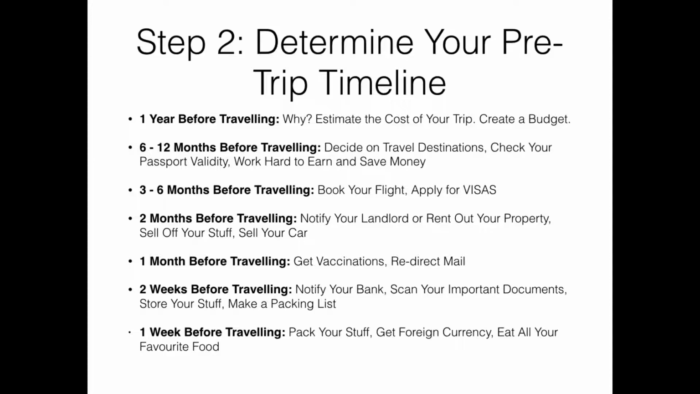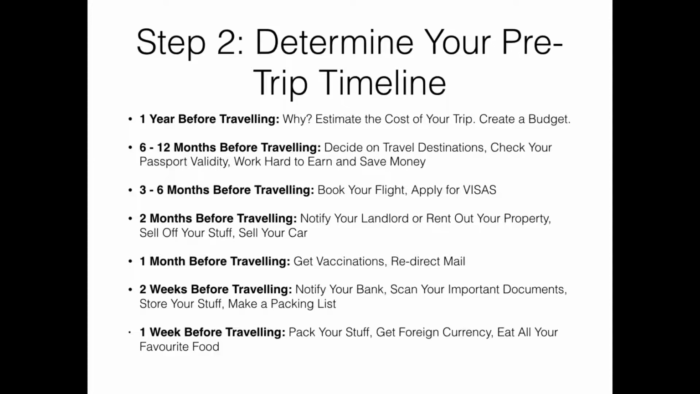Now, 1 month before you leave to travel around the world, you're going to want to get your vaccinations. Chances are you're going to go to some countries where there's a chance that you could get sick, and the best way to prevent that sickness from happening is just to get vaccinated before you leave your country. You also want to redirect your mail so that one of your relatives will get it and then they can tell you if you got any important mail, and at least you can stay in the loop while you are away.